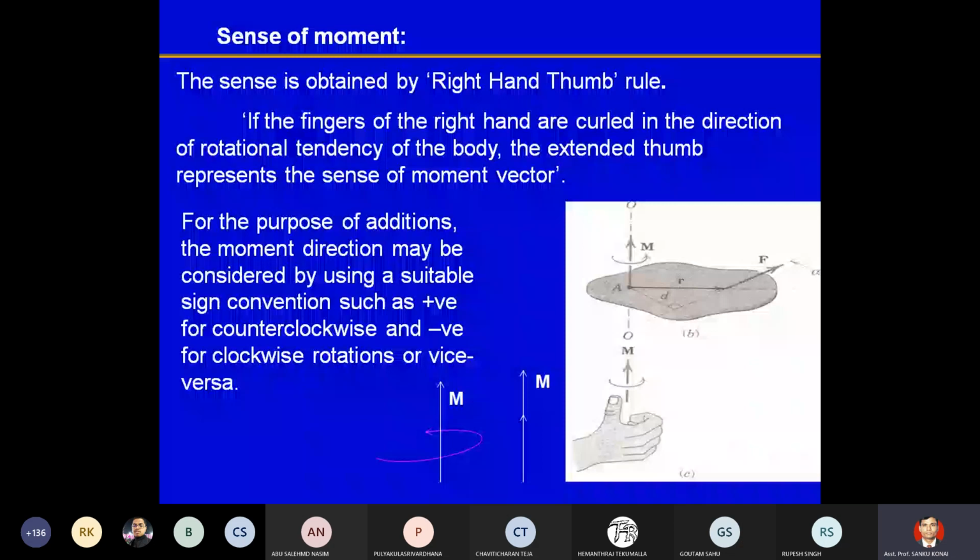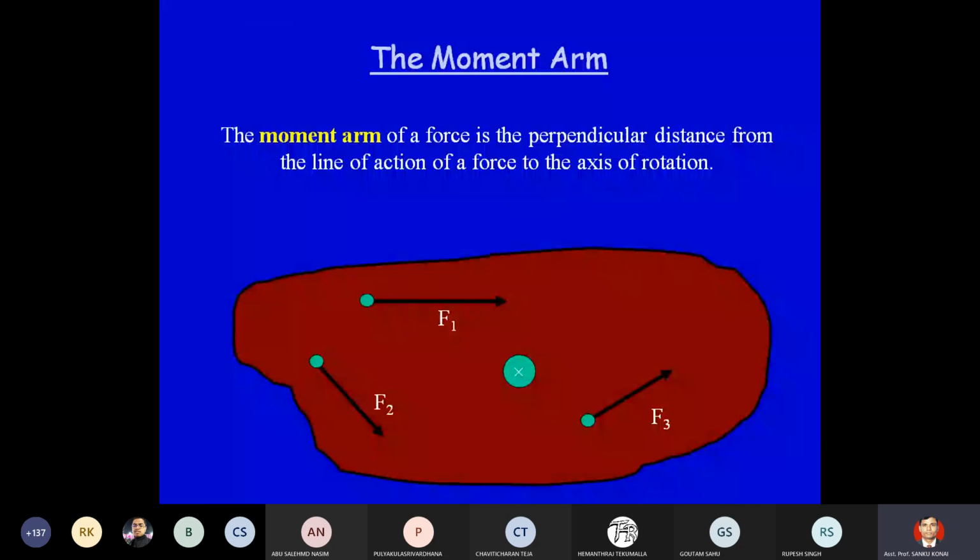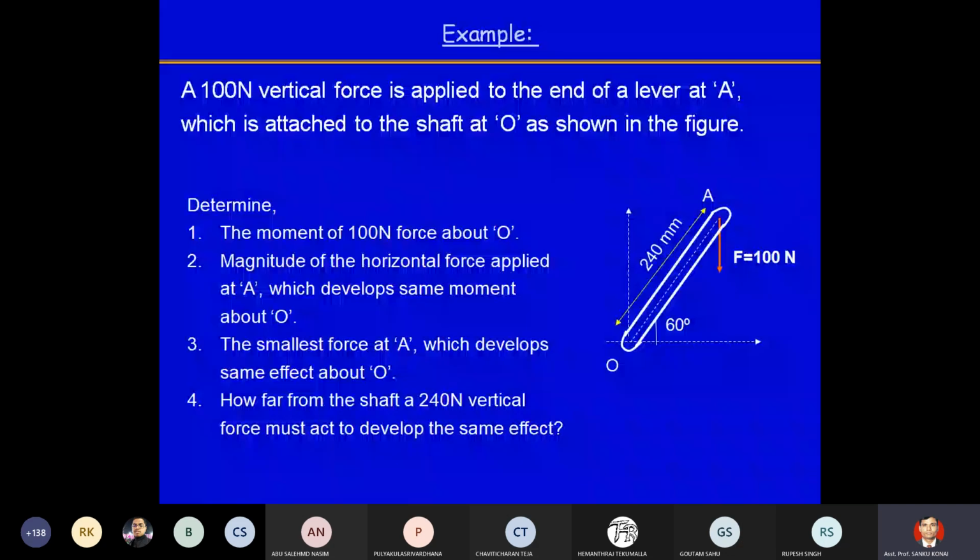Okay, and now we have also seen line of action and moment arm. So this is the question I asked you last time. I think you must have tried. Let's see whether you are right or not. In this question, let's go through again. The example says that a 100 Newton vertical force is applied to the end of a lever at A, which is attached to a shaft at O as shown in the figure.